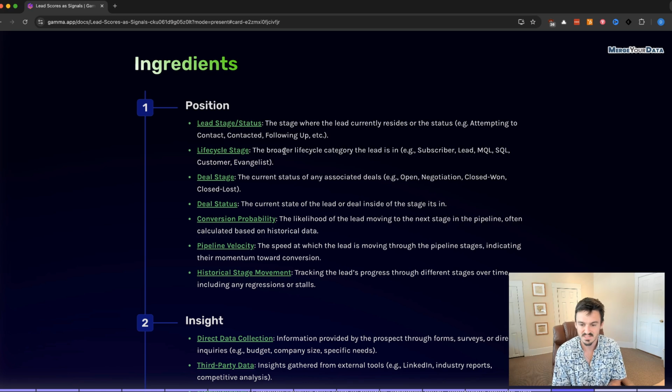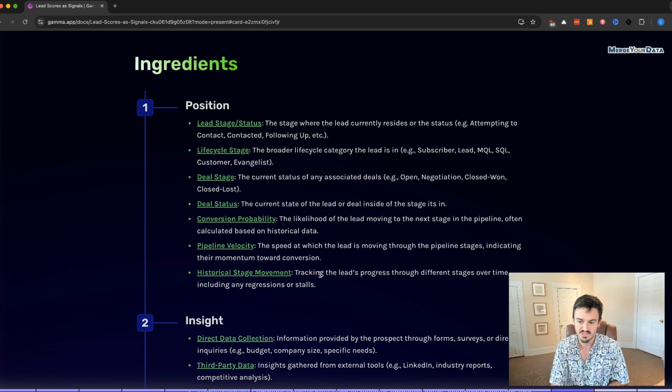Pipeline velocity. So this is the speed that someone is moving through the pipeline stages, deal, contact, company, doesn't matter. It indicates their momentum toward conversion. So if someone's moving very fast through whatever lifecycle stages or deal stages, you just want to get out of the way and allow them to just keep going, keep their momentum. You just want to keep pulling them along. If someone has slowed down significantly, it can mean another thing. So that position is more of a negative indicator.